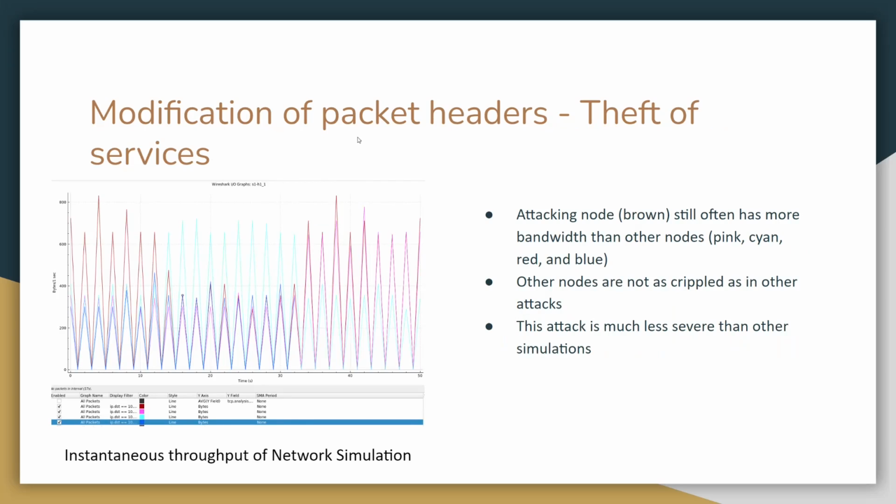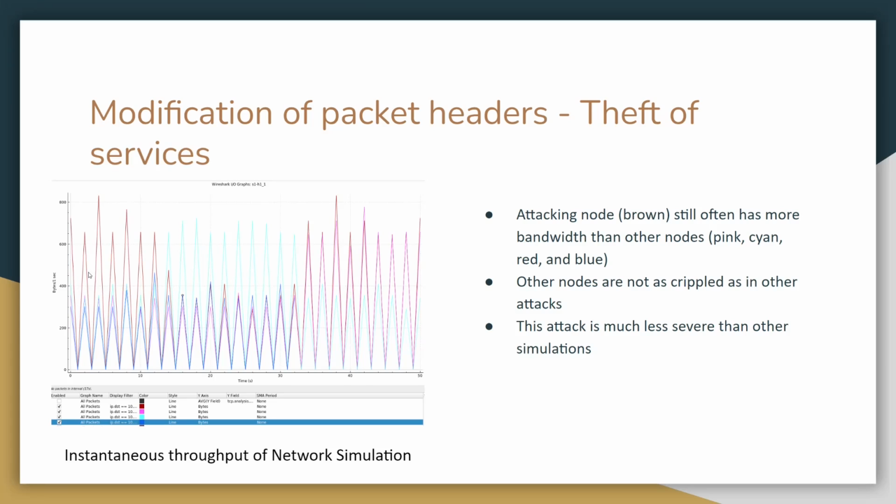So for our third attack, we have the modification of packet headers, theft of services. This is the one where we only alter the priority of the attacking node and don't touch the others. So in theory, the other nodes could also have a high priority or equal priority to the attacking node, and that can be seen clearly in the picture here.